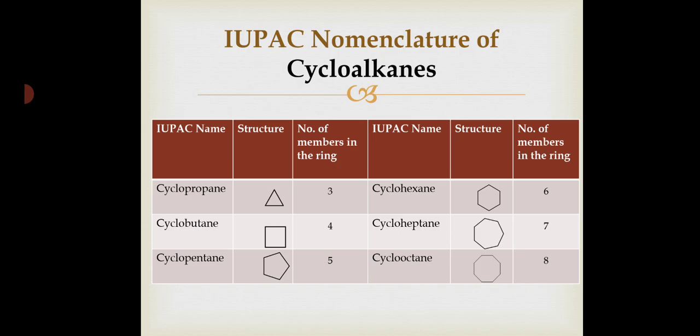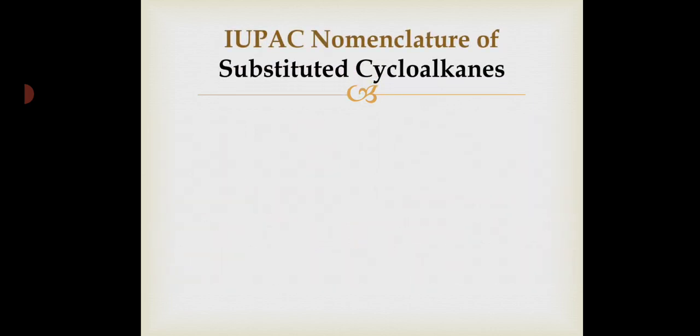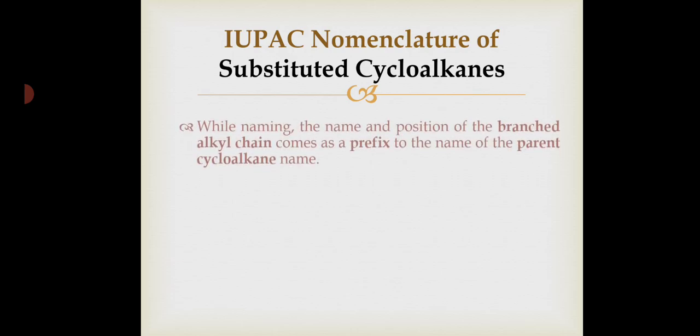Look at this table. If the ring contains 3 carbons, then it is named as cyclopropane. As you have seen, if the ring contains 4 carbons, then it is named cyclobutane. If there are 5 carbons, then it is named cyclopentane. 6, then cyclohexane. 7, then cycloheptane. 8, then cyclooctane. But if the cycloalkanes are substituted, then how to name these compounds?